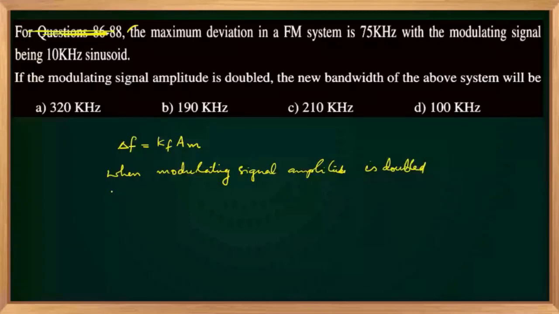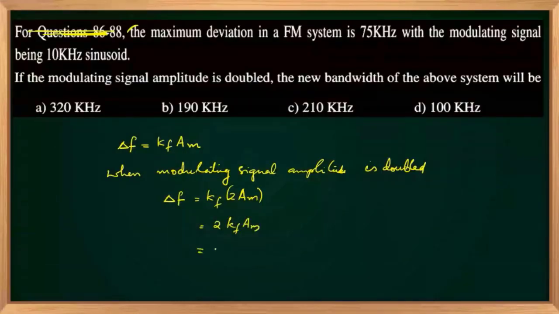what happens to the deviation? Delta f, and Am is doubled, it becomes kf into 2 into Am, isn't it? Equal to 2 into kf into Am. That is 2 into 75. This is given as 75. So in this case, when we double the modulating signal amplitude, we get a frequency deviation of 150 kilohertz.